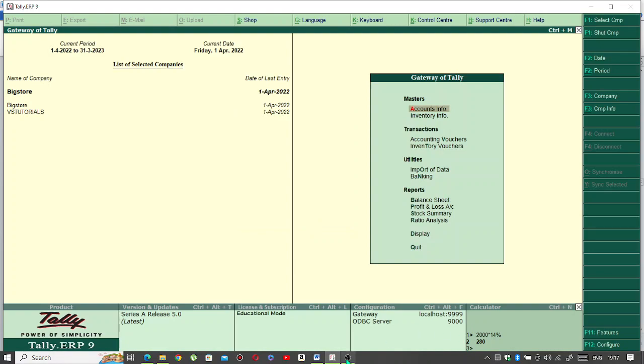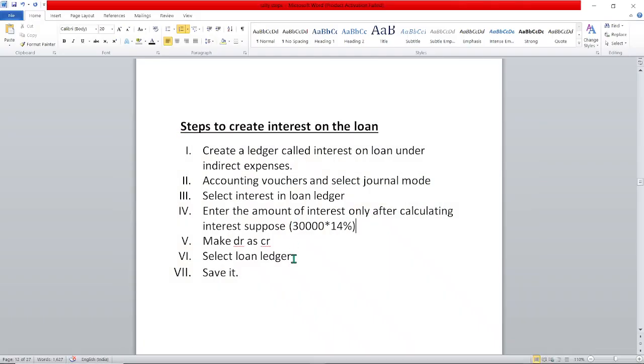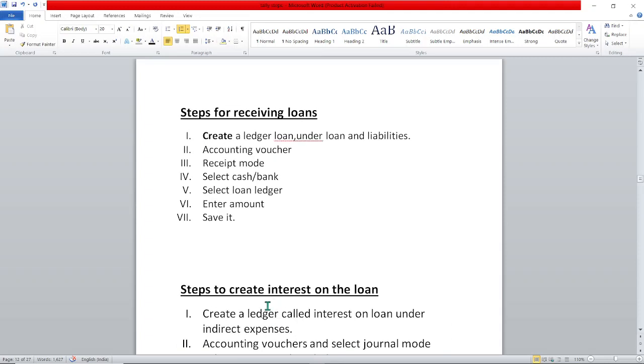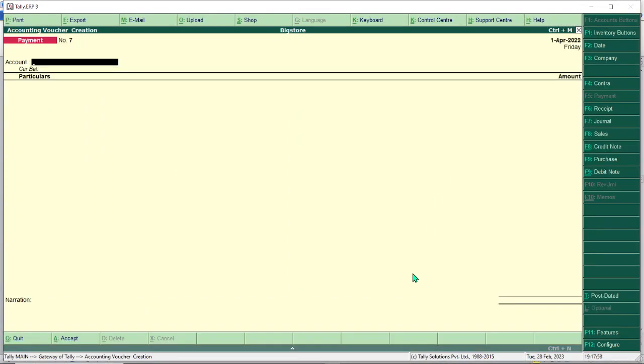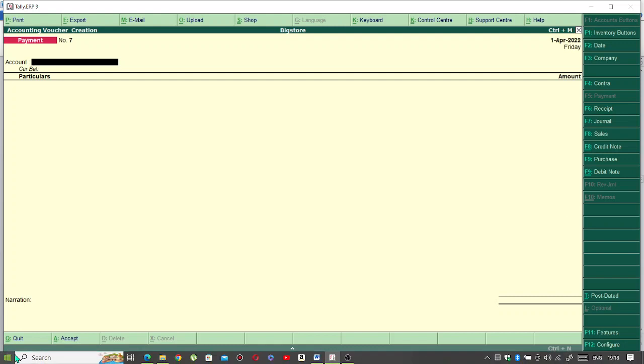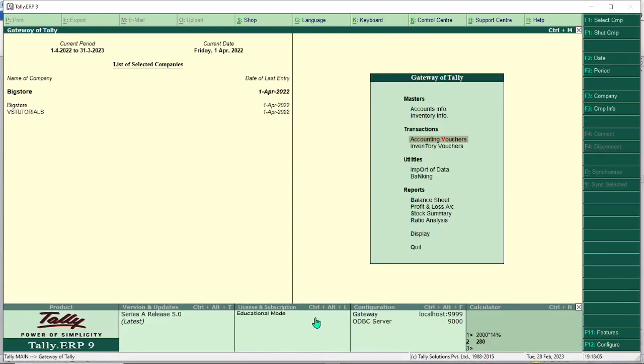So it was all about interest and loans. We select accounting vouchers and we go to payment mode. So I have already paid back the loan.